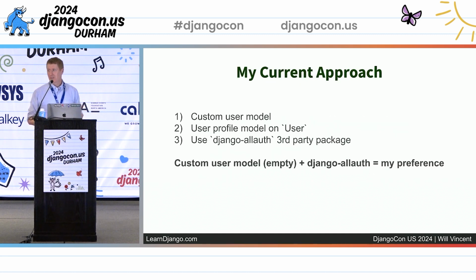And this is what I currently do, right? When I think about writing a book or making advice to newcomers, this is my approach. It's a kludge of all three, right? Put a custom user model in, but don't use it, just in case you need it. Add a user profile model. And then personally, I use Django All-Auth just to have auth get out of the way for me.